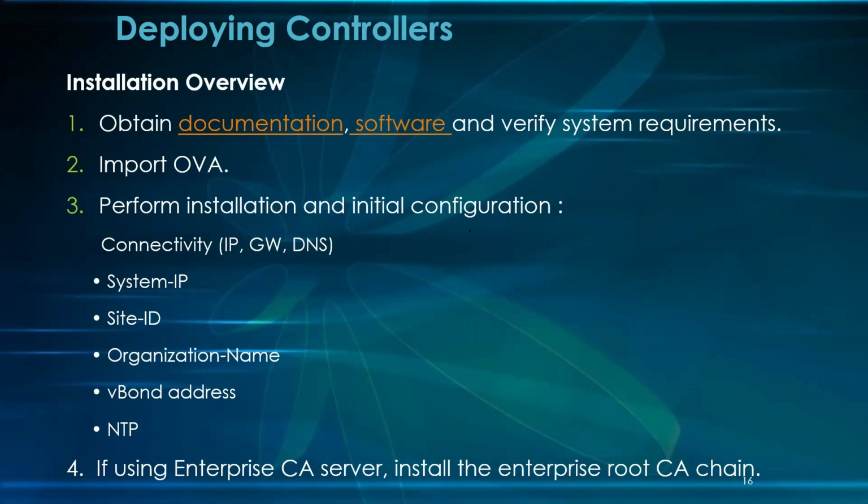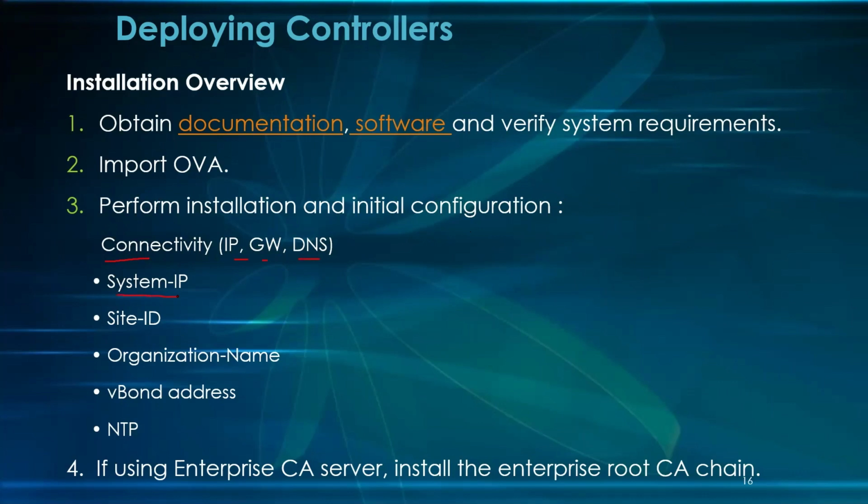Perform installation and initial configuration. What are the initial configurations? First thing is the connectivity, which is IP, gateway, and DNS. Of course, you have to give these. This is basic information which you have to give to any device when you configure it, to make the basic reachability of it, right? Next, what we have is the system IP.